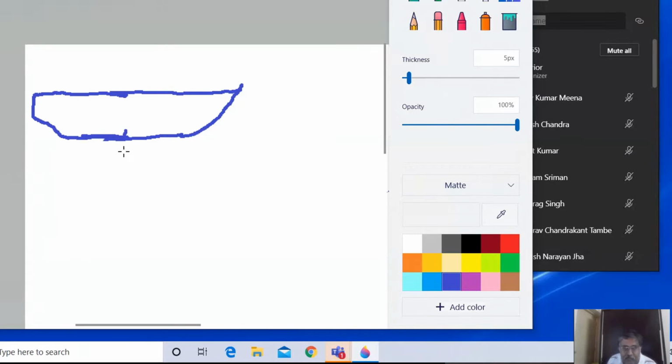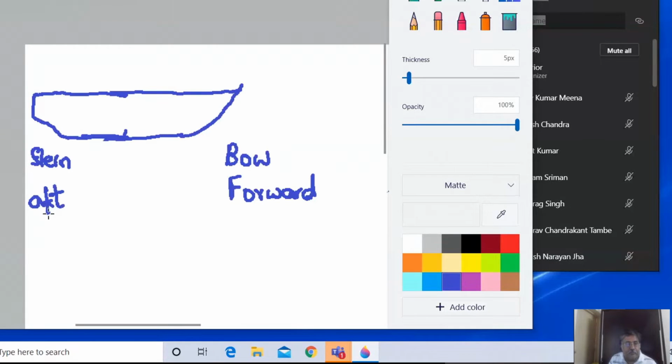Okay, the aft part of the ship. So this part of the ship is called the stern, and this is known as the bow. So this is the bow of the ship and this is the stern of the ship. This is also called the forward part of the ship, and this is known as the aft part of the ship, AFT. So the aft part and the forward part, and it is also called bow and stern.